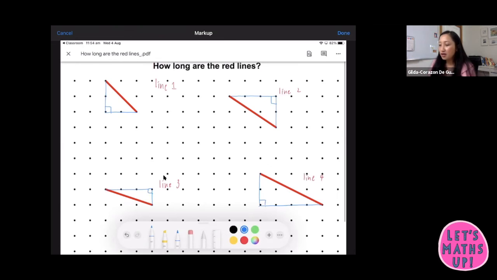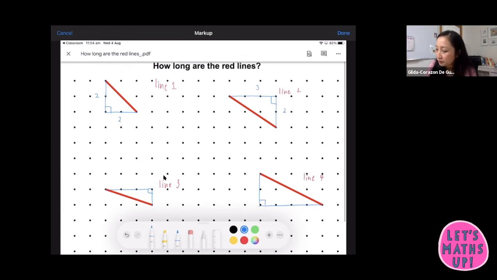Okay, so now you've got your triangles here. How would you find the length of the red lines? What you want to do is count the length of each of your vertical and also your horizontal line, right? And therefore you've got 2 units, this is 2 units, this is 3 units, this is 2 units. You can do line 3 and line 4 later. But I'll show you how to do lines 1 and 2, right?